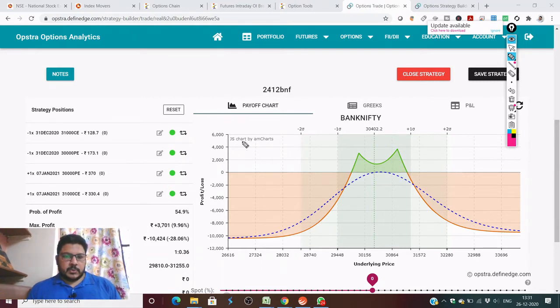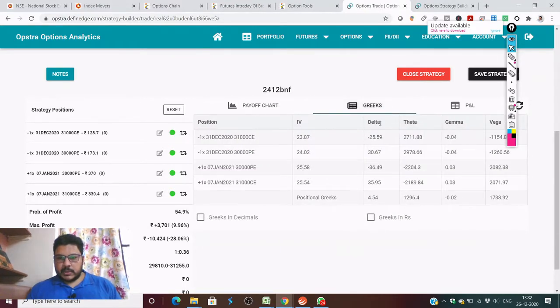Now, if you want to look at the Greeks for this, see, your delta is positive, your theta is positive. That means you're also getting a time decay factor. Your gamma is slightly negative, which is not going to hurt you. Your vega is also positive.